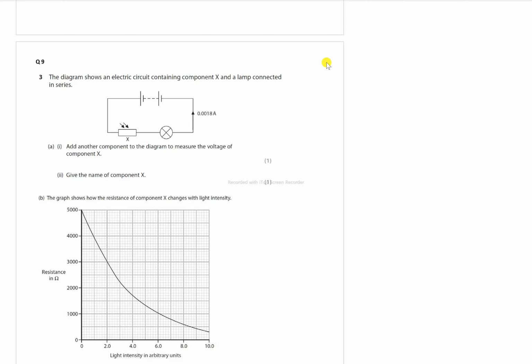Okay, we're carrying on with the electricity topic. So you've got a diagram of an electric circuit, component X and lamp. So what do we know about this?